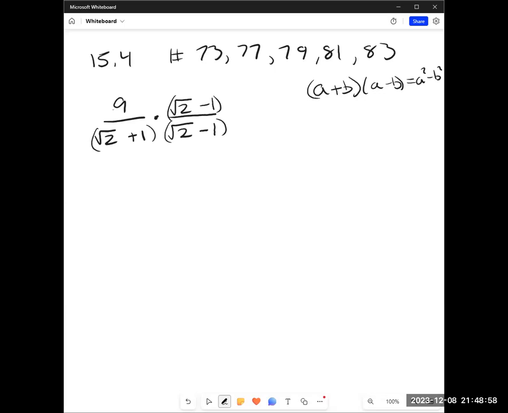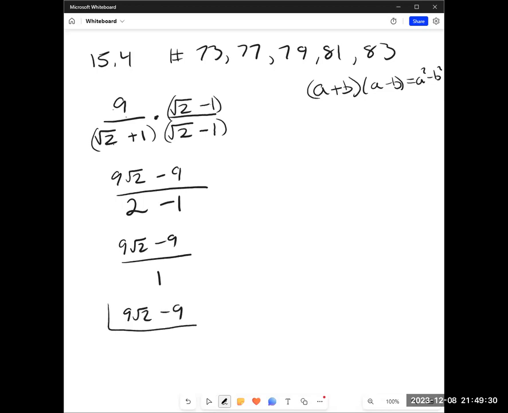Nine times the square root of 2 is 9 square root of 2. 9 times a negative 1 is a negative 9. And the denominator, square root of 2 times square root of 2 is 2. And negative root 2 and positive root 2 make a 0. And 1 times a negative 1 is a negative 1. That gives us 9 root 2 minus 9 over 2 minus 1, which is 1. We divide each term by 1, and that's 9 root 2 minus 9 for our final answer.